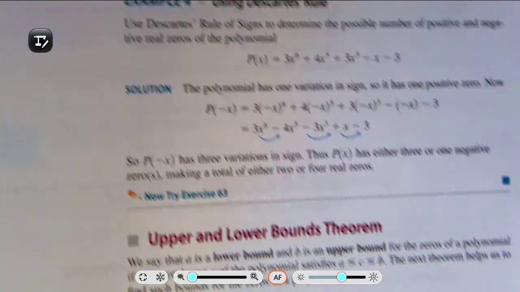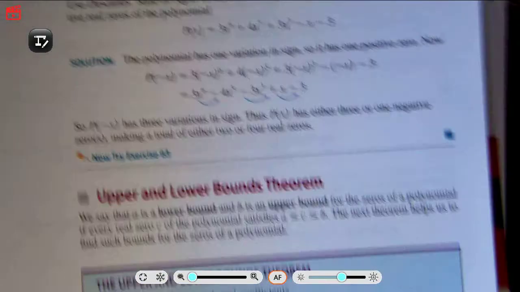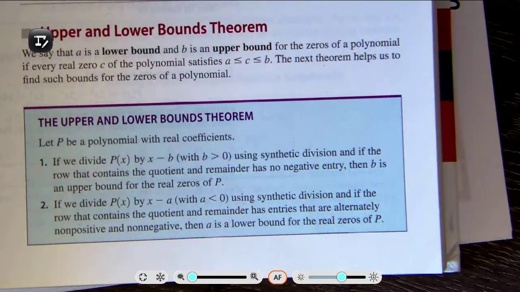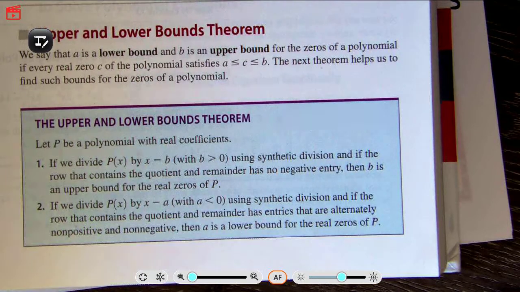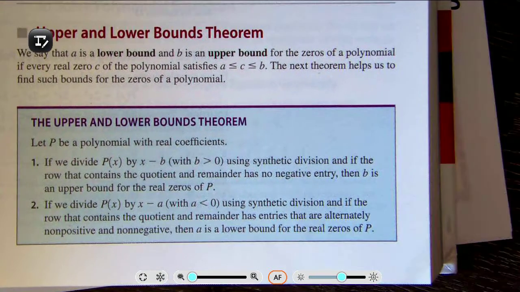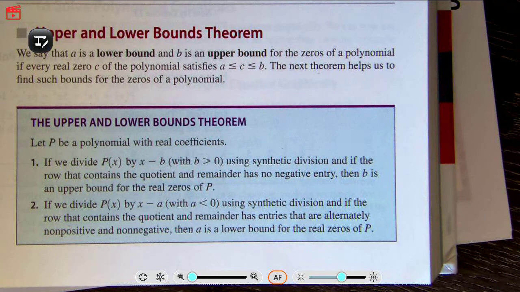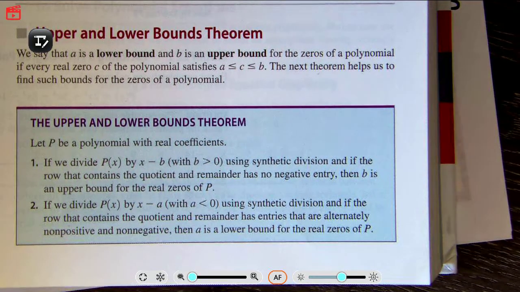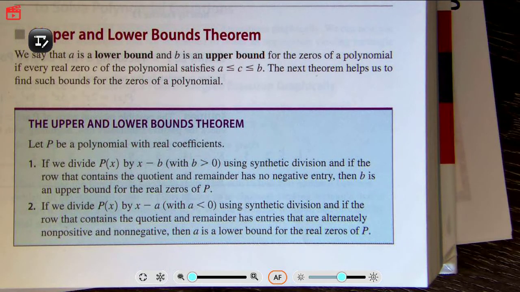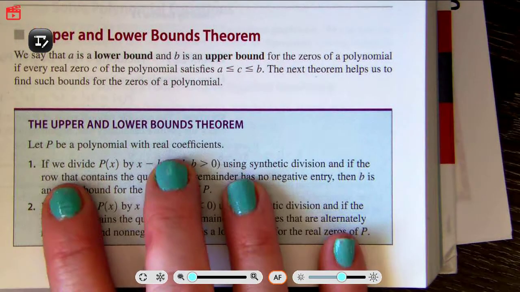The last one, and this one I never really use much, is this upper and lower bounds theorem. This one I use if I happen across it. If it shows up, great, then I can help myself. If I don't go looking for it, so to speak. But it is the upper and lower bounds theorem.